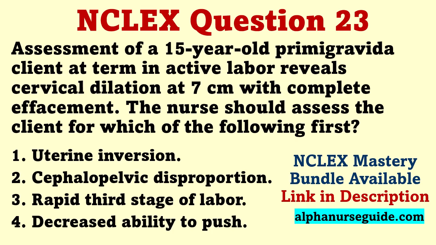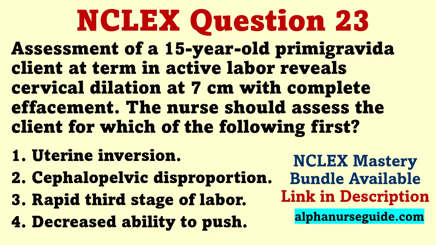Assessment of a 15-year-old prima gravida client at term and active labor reveals cervical dilation at 7 centimeters with complete effacement. The nurse should assess the client for which of the following first? 1. Uterine inversion. 2. Cephalopelvic disproportion. 3. Rapid third stage of labor. 4. Decreased ability to push.